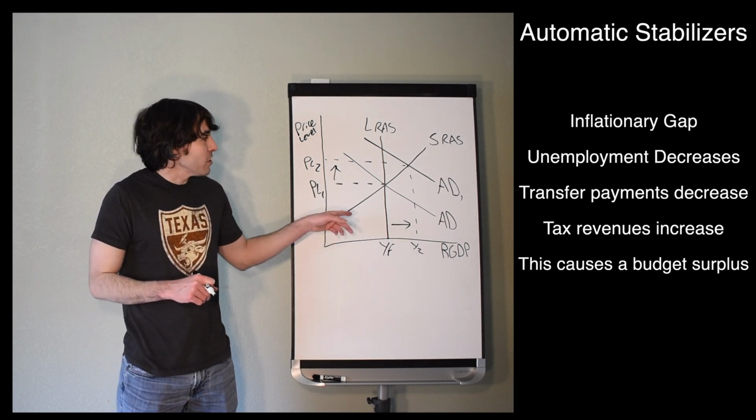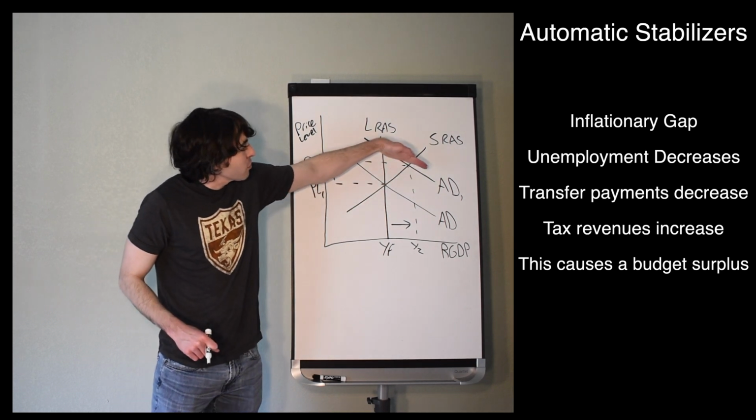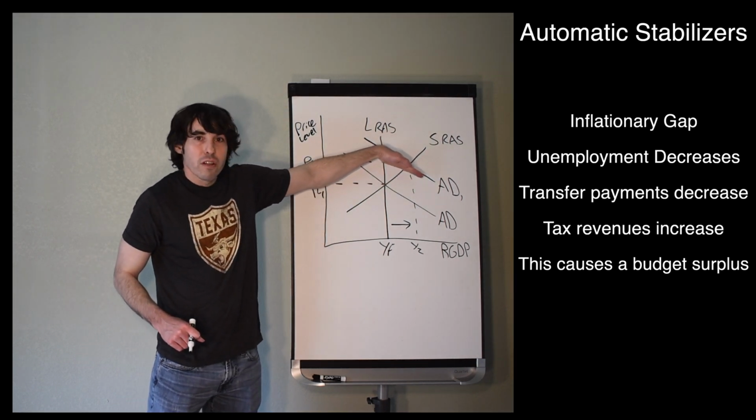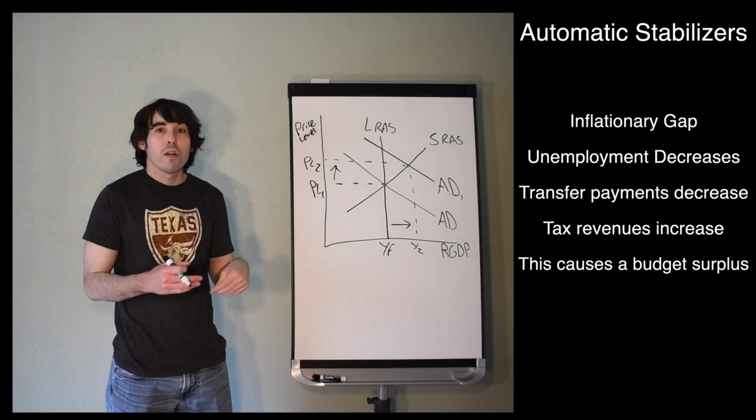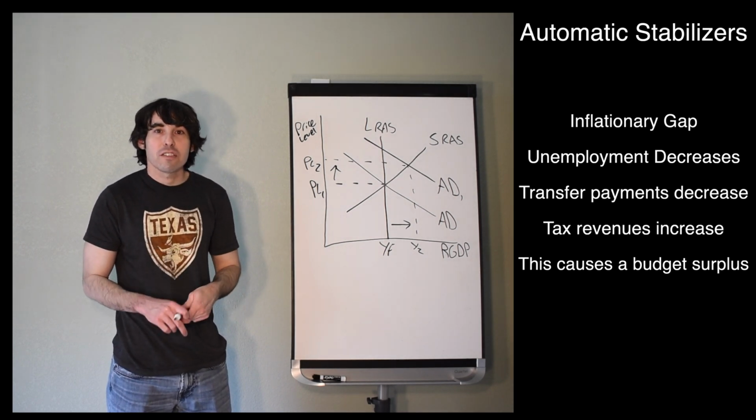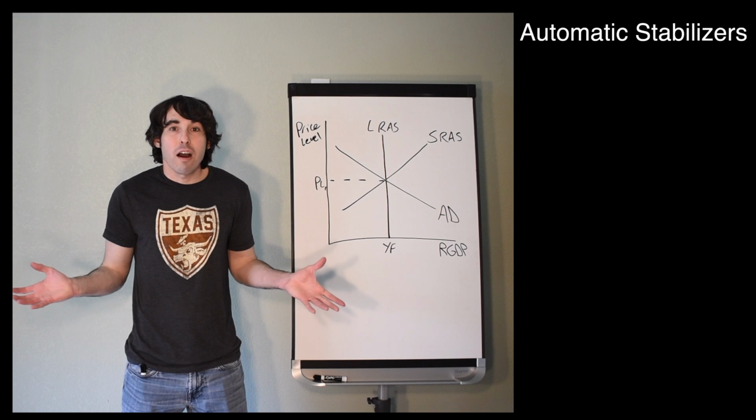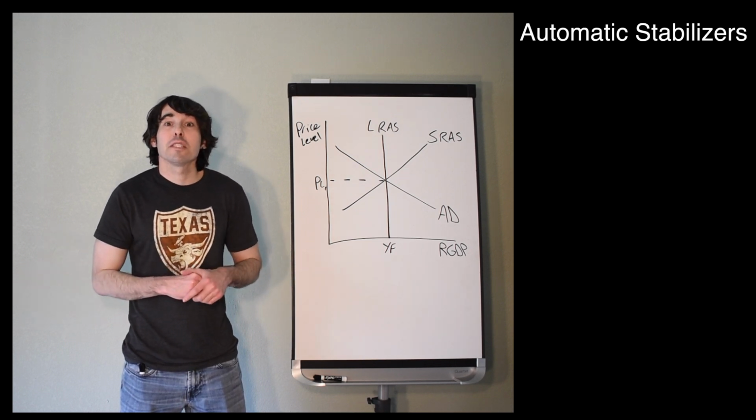So this is going to put the budget in a surplus, and at the same time, that'll start pulling that aggregate demand back toward the left as people are getting taxed more and there's fewer transfer payments and things like that. So that's been automatic stabilizers and how they affect the government's budget.